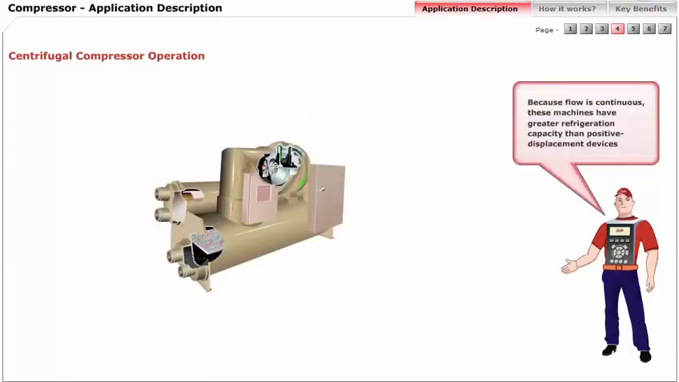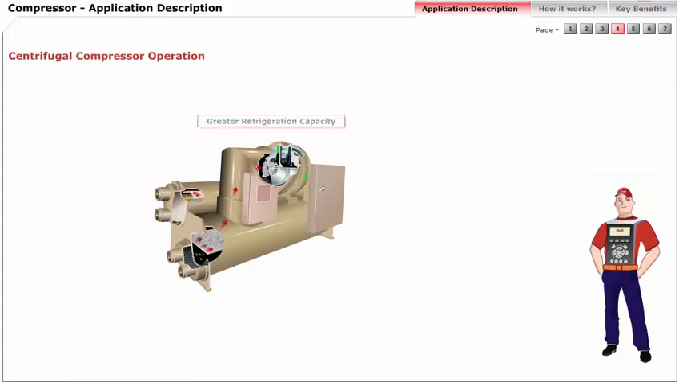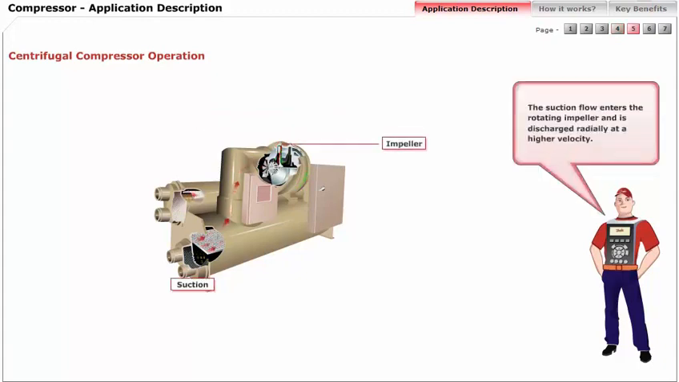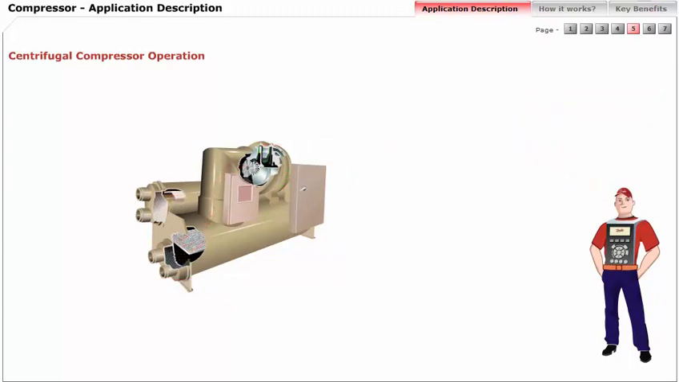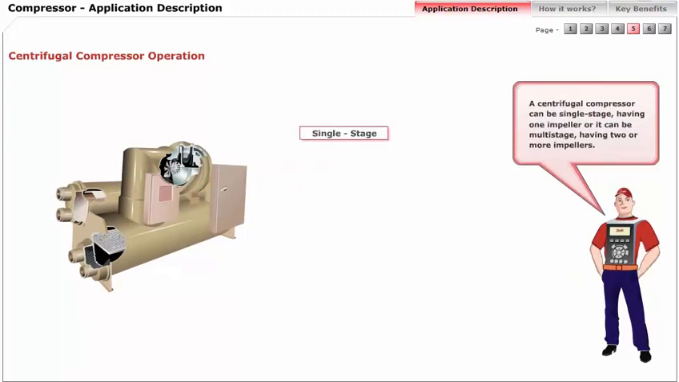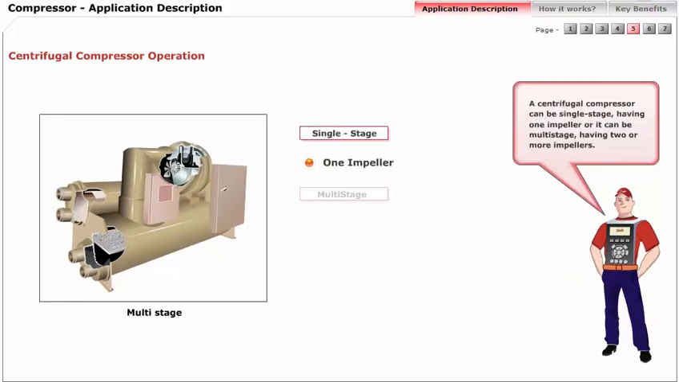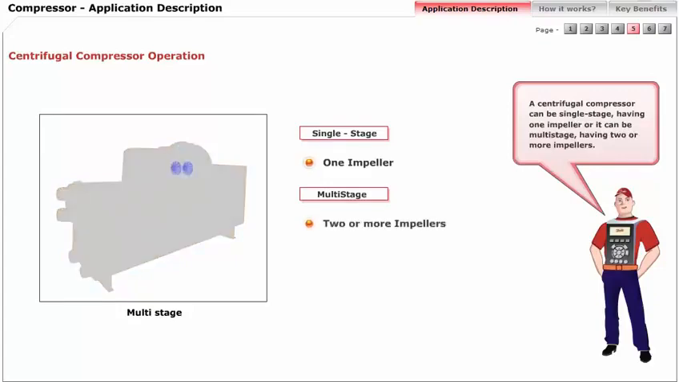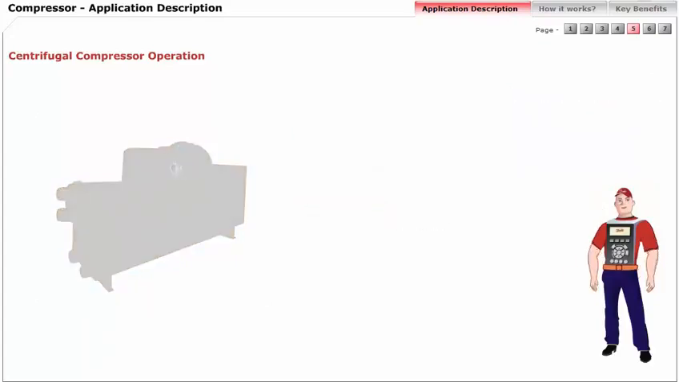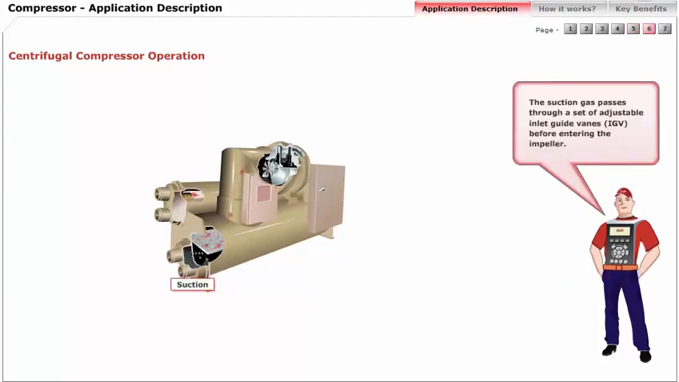Because flow is continuous, these machines have greater refrigeration capacity than positive displacement devices. The suction flow enters the rotating impeller and is discharged radially at a higher velocity. A centrifugal compressor can be single-stage, having one impeller, or it can be multi-stage, having two or more impellers. The suction gas passes through a set of adjustable inlet guide vanes before entering the impeller.